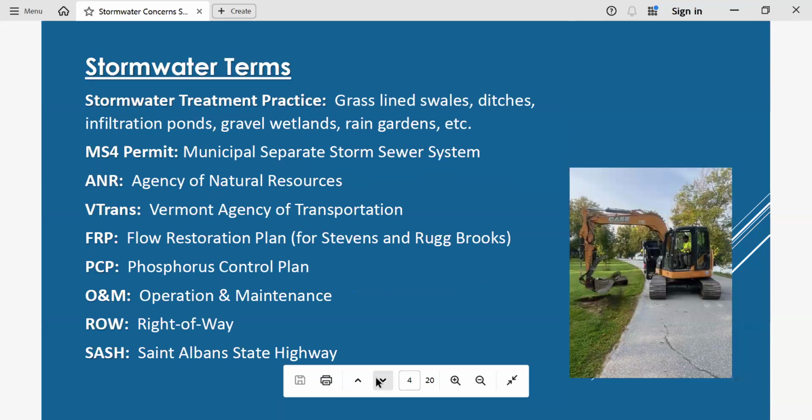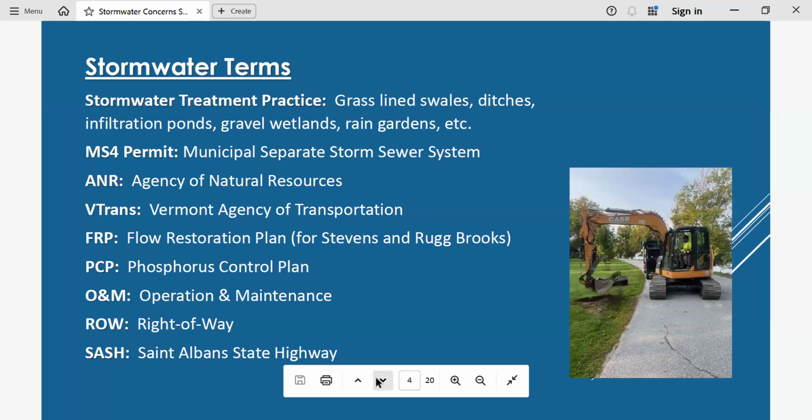So next, I just want to go through some of the stormwater terms. So if we talk about these during the course of the presentation, you'll have an understanding of what we're talking about. So a stormwater treatment practice is something that slows down and treats stormwater. That can be one of various things: grass-lined swales, ditches, infiltration ponds and galleries, gravel wetlands, rain gardens, those kinds of things, various kinds of treatment. So in the case of Clyde Allen Drive, we're looking at putting in a gravel wetland. Okay, and we'll get to those details later.